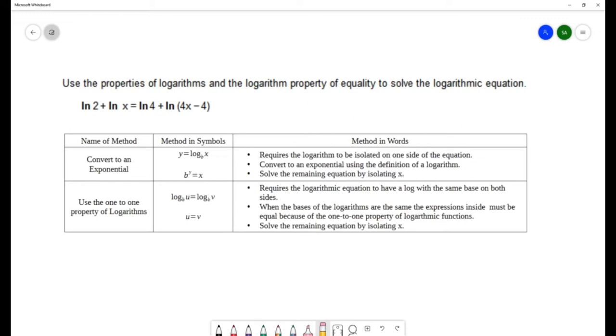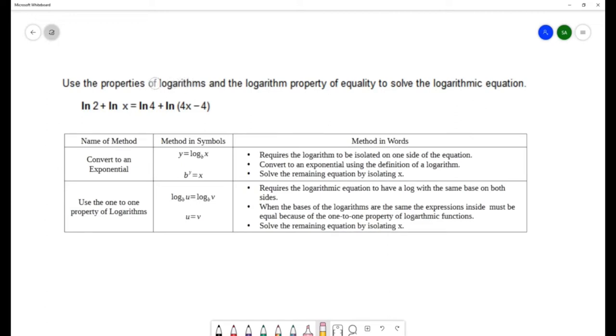In this example, I can see that I have natural log, ln, on the left and natural log on the right. However, I don't have a single natural log on the left and on the right. So we're close to being able to use this property of equality, but we're not quite there yet. Before we use that property of equality, we need to use some of the other properties of logarithms in order to condense the expression down to a single logarithm.